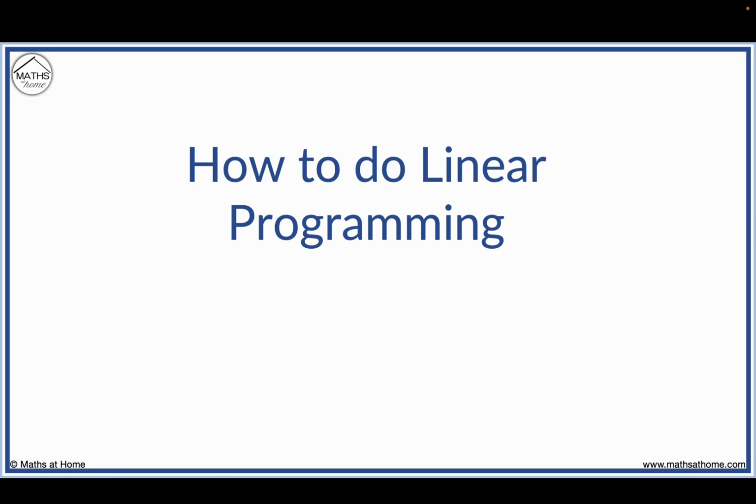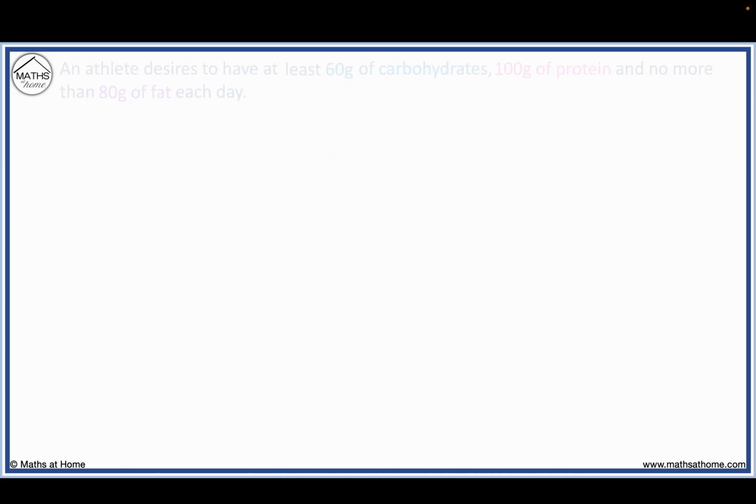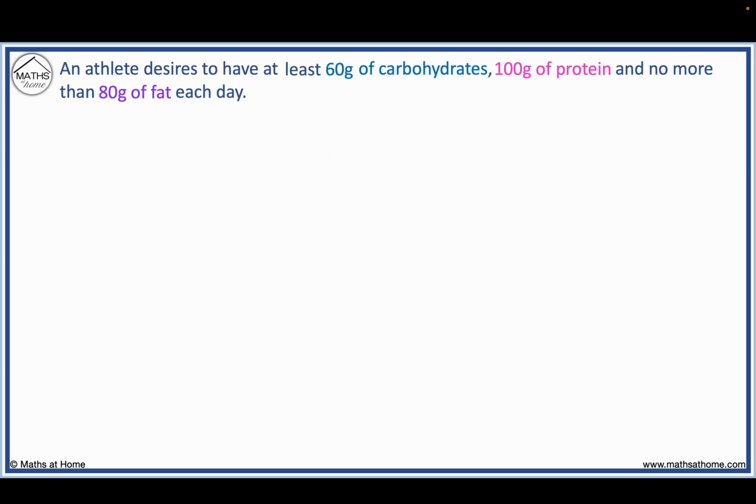In this lesson, we learn how to find optimal solutions with linear programming. Here is our first example. An athlete desires to have at least 60 grams of carbohydrates, 100 grams of protein, and no more than 80 grams of fat each day. He considers 2 supplements to meet this need in the cheapest way.